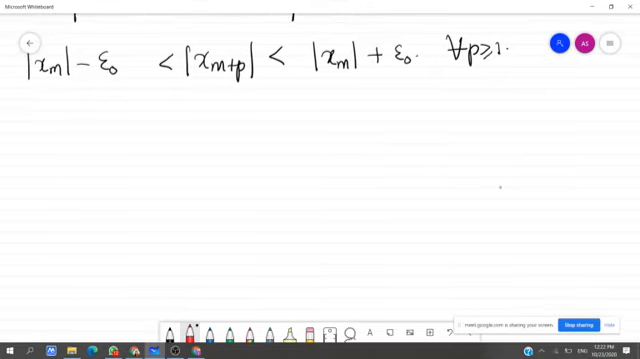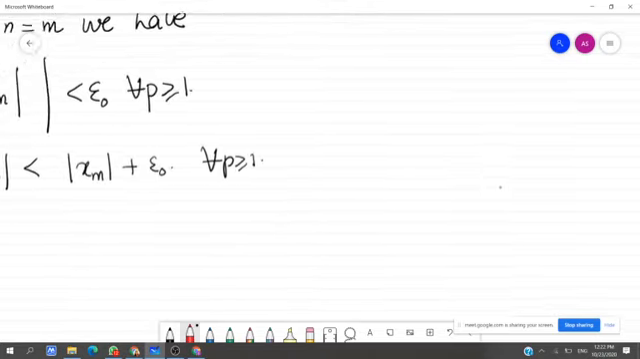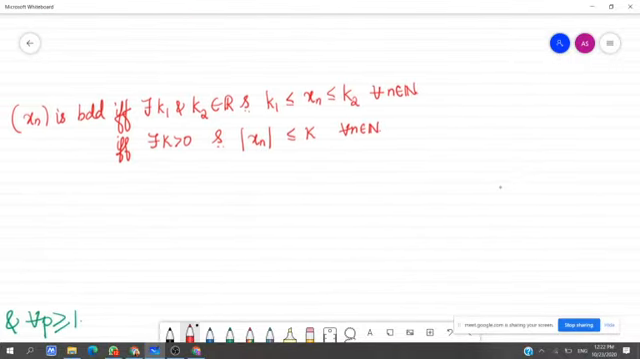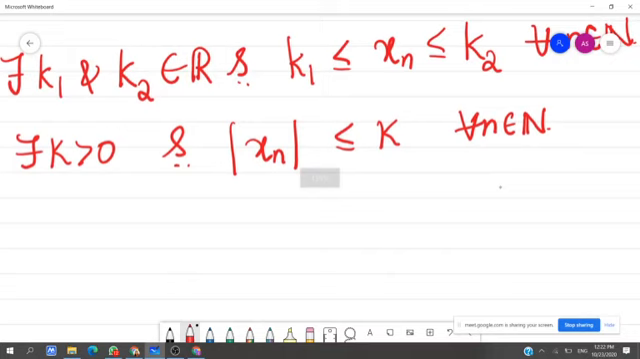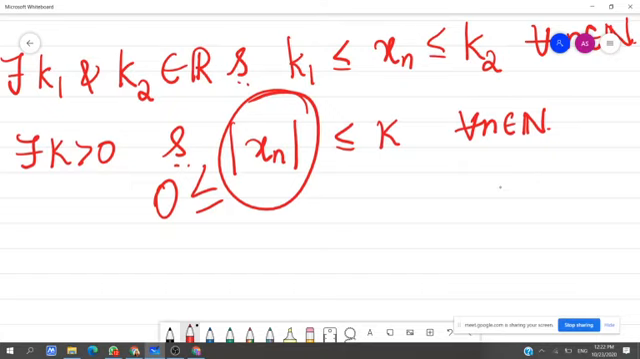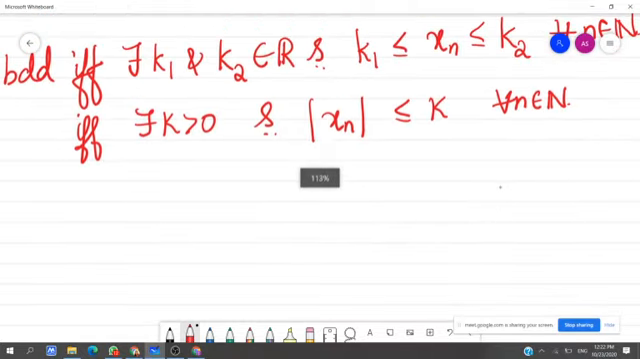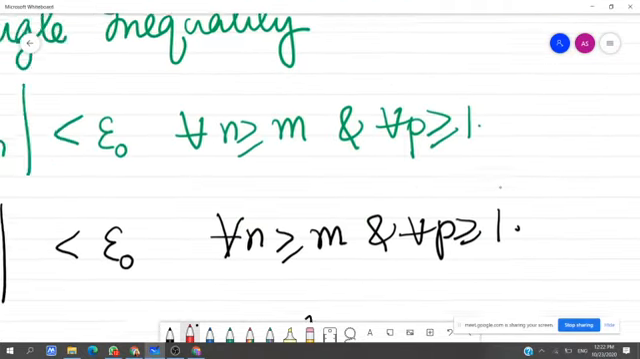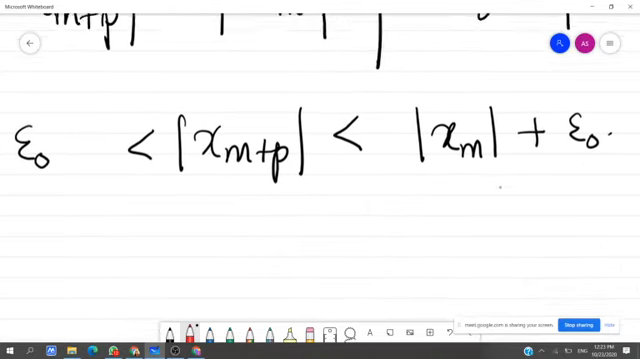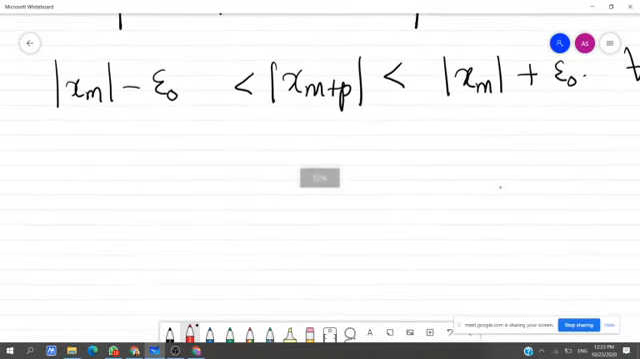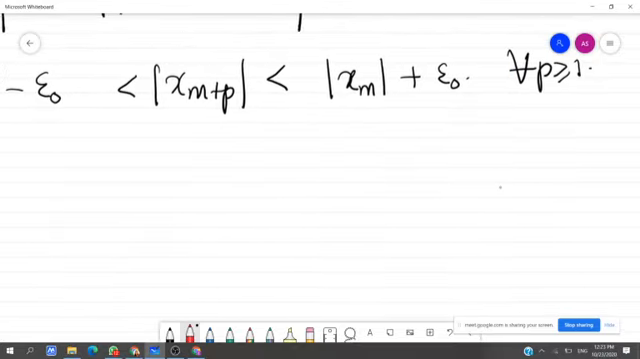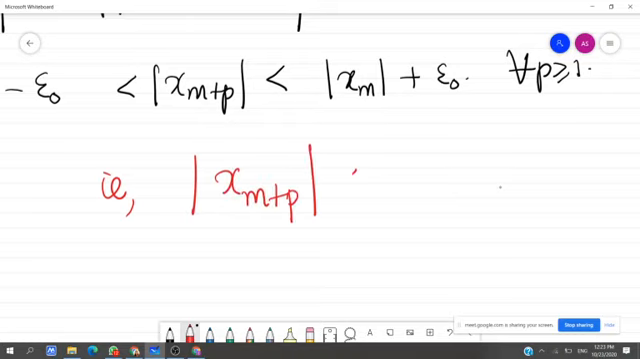We need not take the lower bound. We need an upper bound for mod xn. One upper bound for mod xn is enough. Since it is a modulus, it is always bigger than 0. So to prove it is bounded, it is enough to find an upper bound for the modulus of the terms. So we can consider only the right hand inequality. Modulus of xm plus p is less than modulus of xm plus epsilon naught.